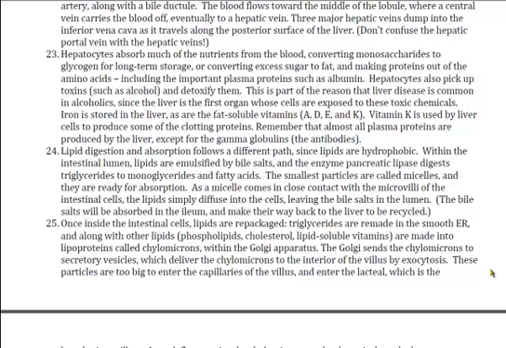Okay, so we've taken the monosaccharides and the amino acids all the way from being digested in the jejunum, absorbed through the intestinal epithelium, carried through the blood to the hepatic portal vein, all the way to the liver cells. Let's go back and pick up with lipid digestion and absorption, because they follow a slightly different path.